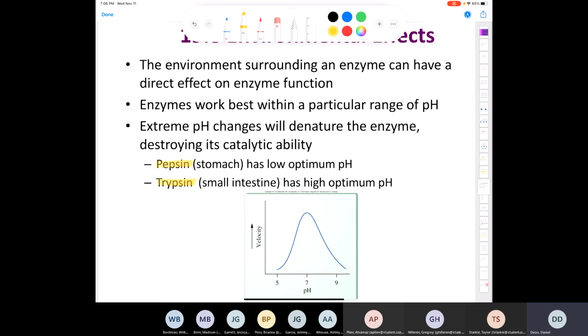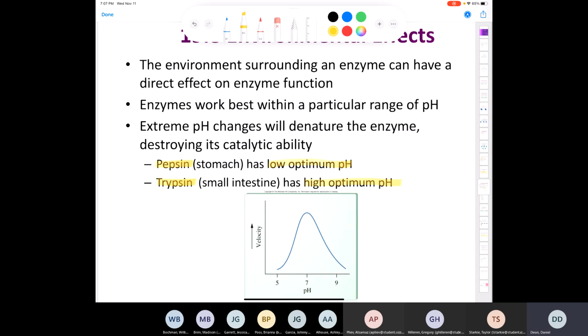But pepsin works in the stomach, and it works best at a low optimum pH. Why? Because the stomach is very, very acidic. It's got a pH of around 1 or 2. Whereas trypsin, which is found in the small intestine, has a high optimum pH because the intestines are basic.